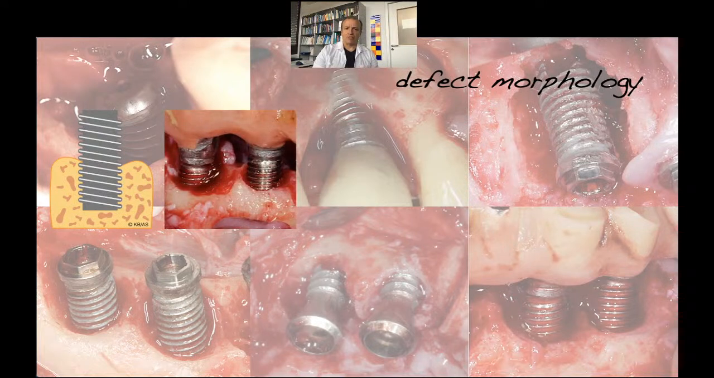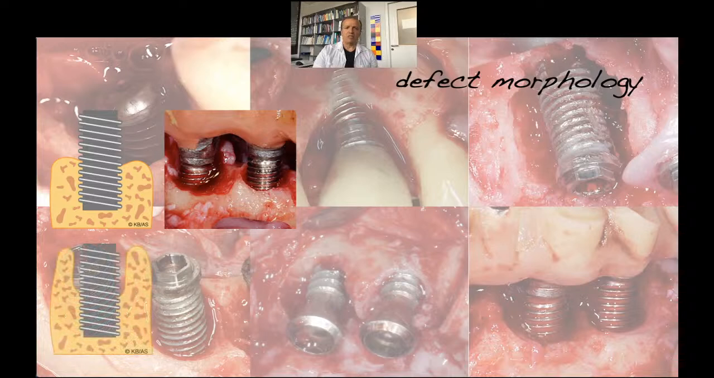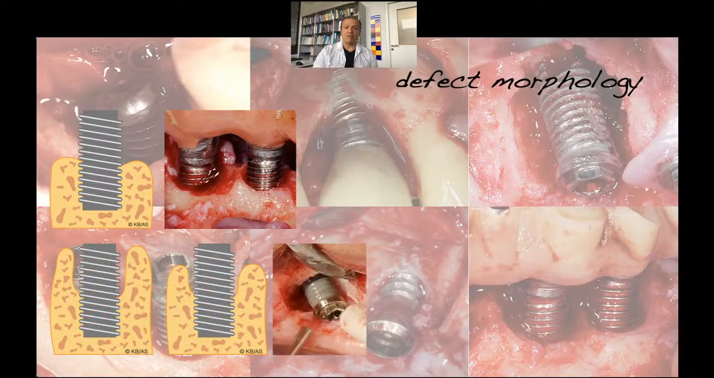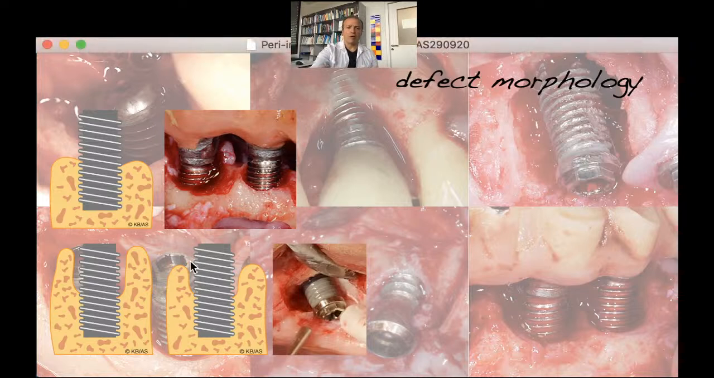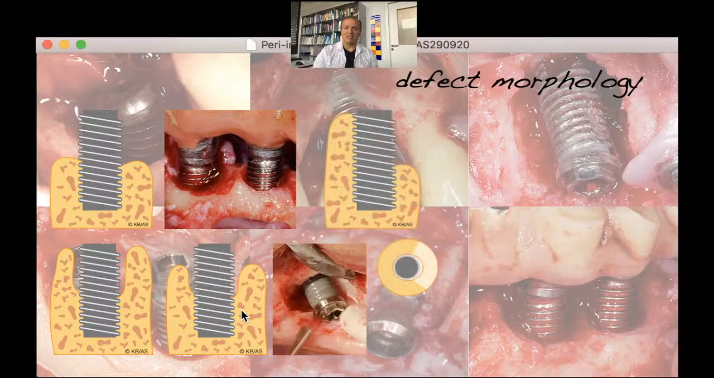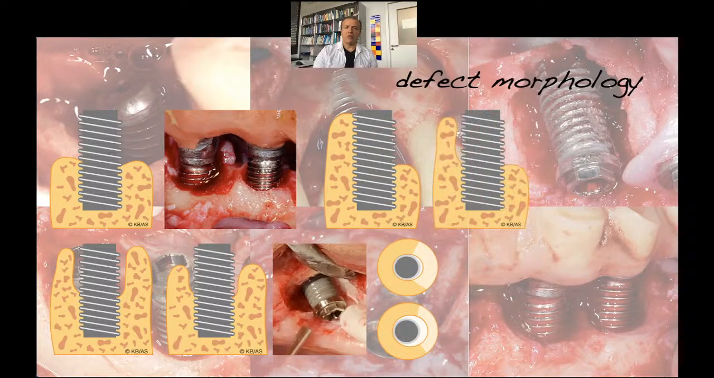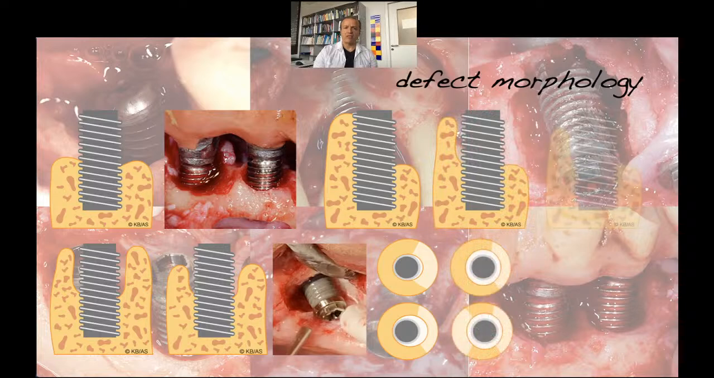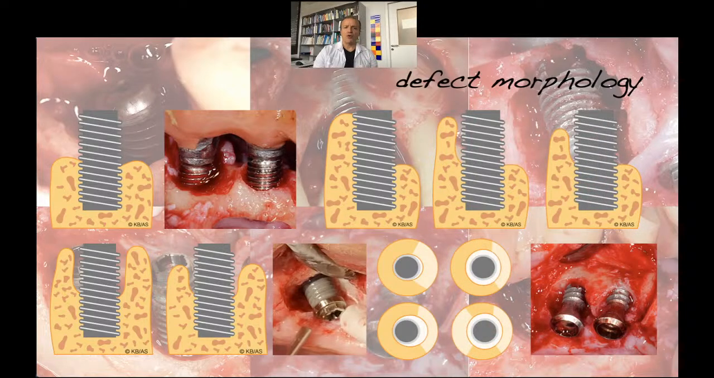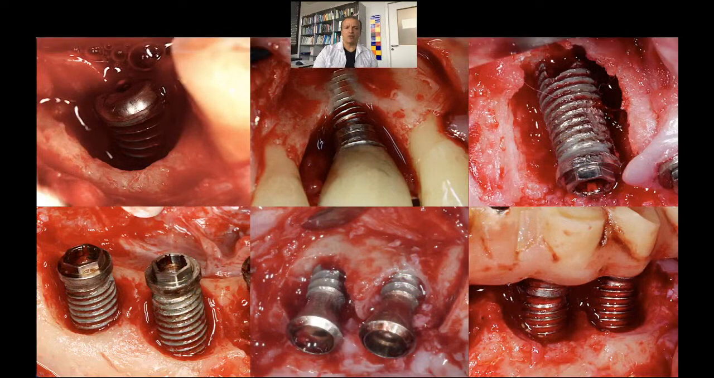We have defects that are primarily horizontal, as in this example. We have defects that are primarily intrabony, maybe in combination with some horizontal bone loss. We have defects that are dehiscences, which are quite common. And of course, we have combinations of dehiscences with intrabony defects and/or with some marginal horizontal resorption. Defect morphology is important because it defines the regenerative potential of the site.